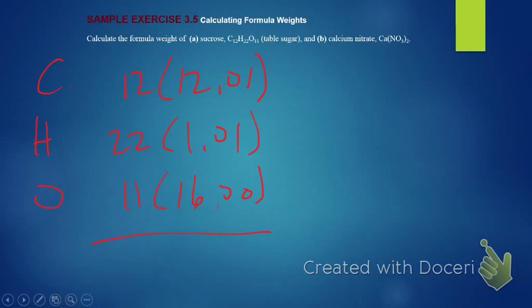So if we add these all up, 12 times 12.01 plus 22 times 1.01 plus 11 times 16.00, we will get a final answer of 320.34 AMUs. It's not very difficult at all.